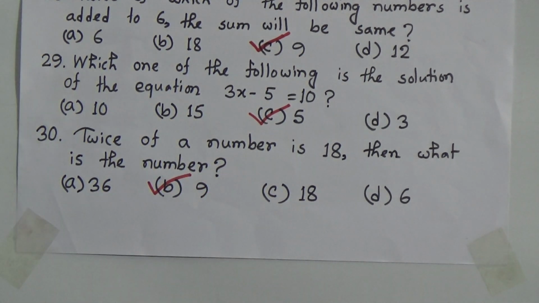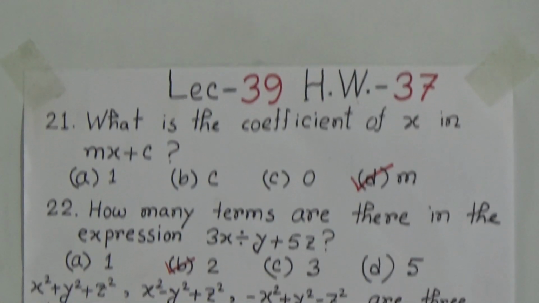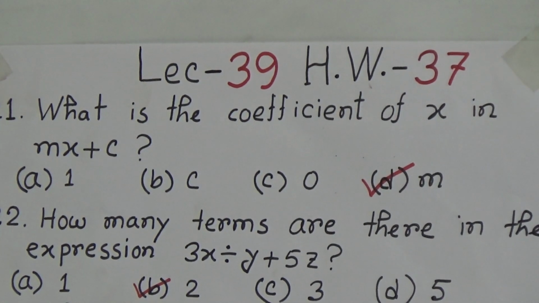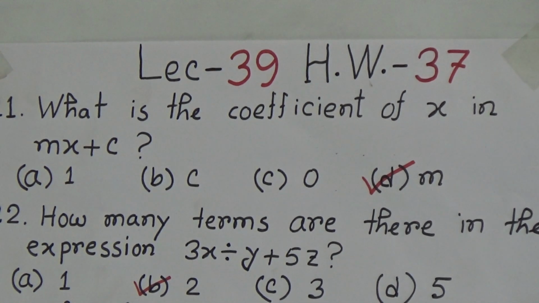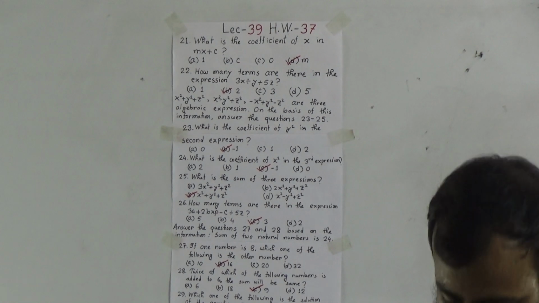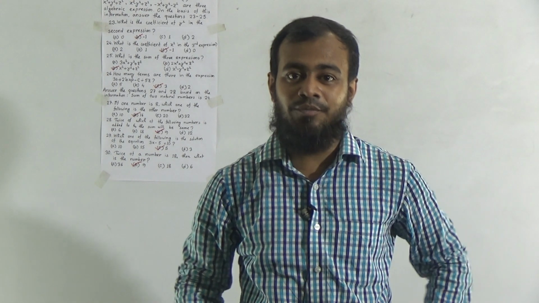Do your HW. These 10 questions are also your HW. Your HW number is 37, dear students. You have to do your HW in your assigned HW copy, and submit your HW every Sunday from 8 a.m. to 4 p.m. Your HW is very, very important for you.